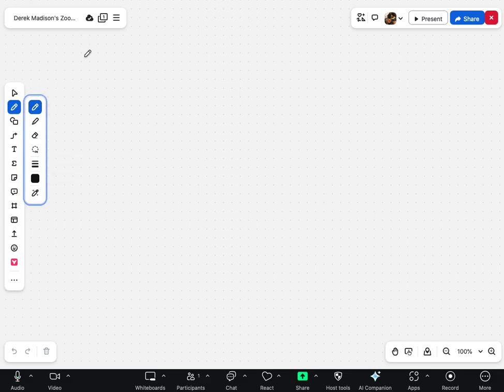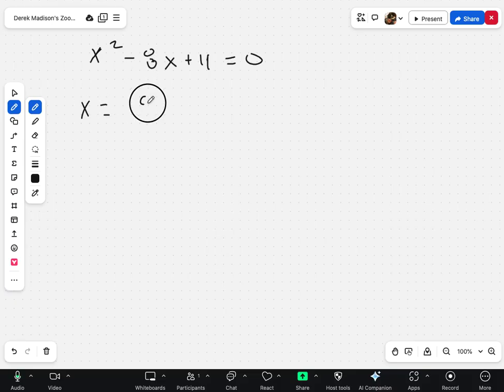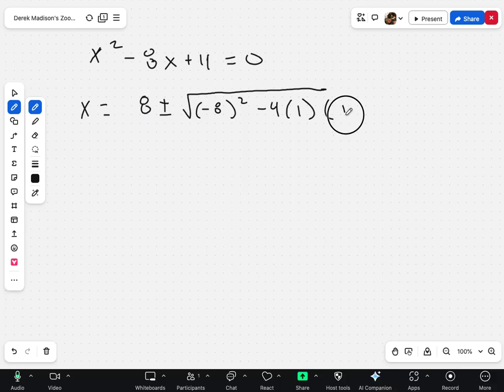Okay, so we've got x squared minus 8x plus 11. And it's asking us to give both the exact and the rounded answer. Okay, so we'll do our x equals negative b. So negative 8 is going to make a positive 8, plus or minus the square root of negative 8 quantity squared minus 4 times a times c, and that's all over 2a.